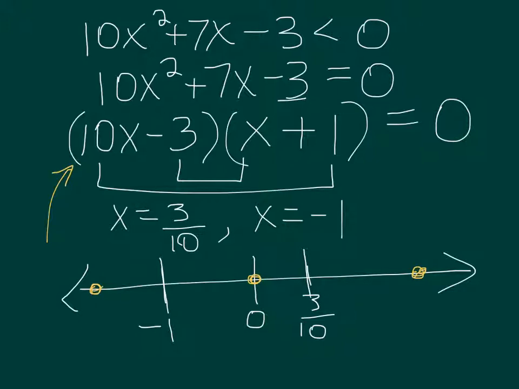If I plug a 0 in, I get 10 times 0 minus 3 is something negative, and 0 plus 1 is something positive. Negative times a positive is negative. If I plug in a big positive number like 10, then I get 100 minus 3 is something positive, and 10 plus 1 is also positive, and a positive times a positive is a positive. And if I plug in some big negative number, like a -10, I'll end up with a negative times a negative, which is also a positive.